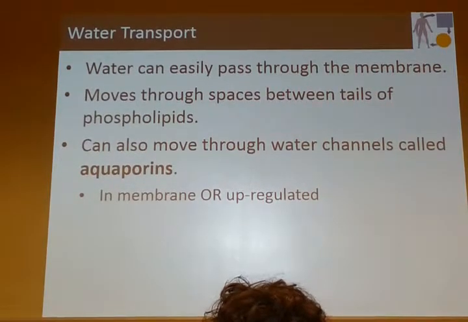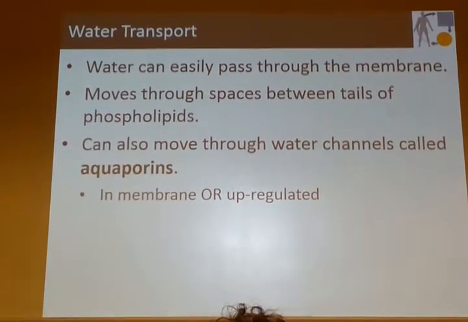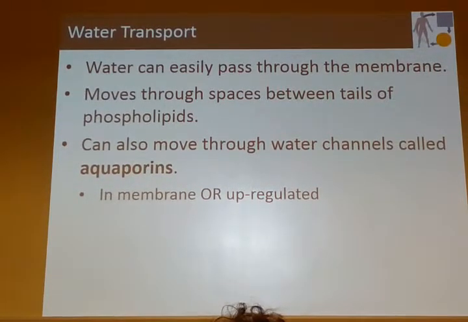So aquaporins, they're either in the membrane all the time, or they're upregulated when the cell needs them. Everybody understand what upregulation means? No. Okay. So when a cell doesn't need a channel or another protein, it pulls it out of the plasma membrane, apical plasma membrane, or wherever else it might be located, pulls it into the cytosol and just keeps it there for when it needs to have it in the membrane.